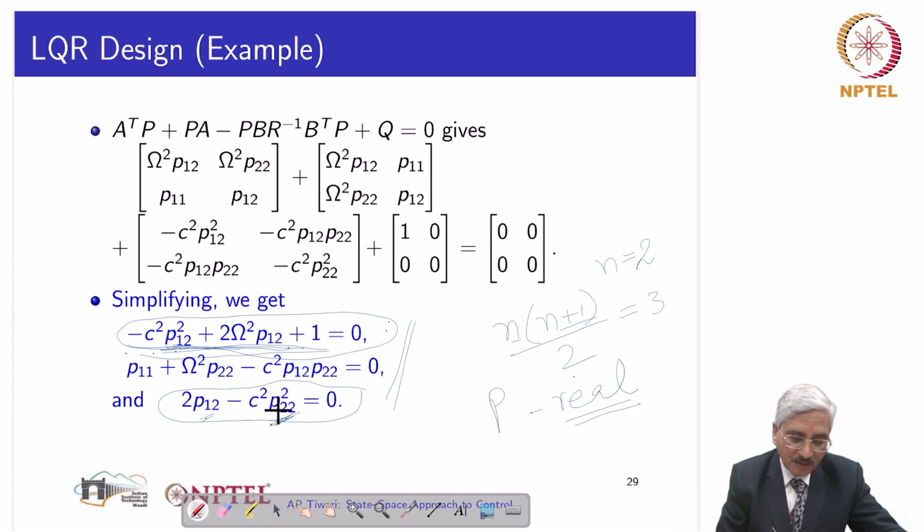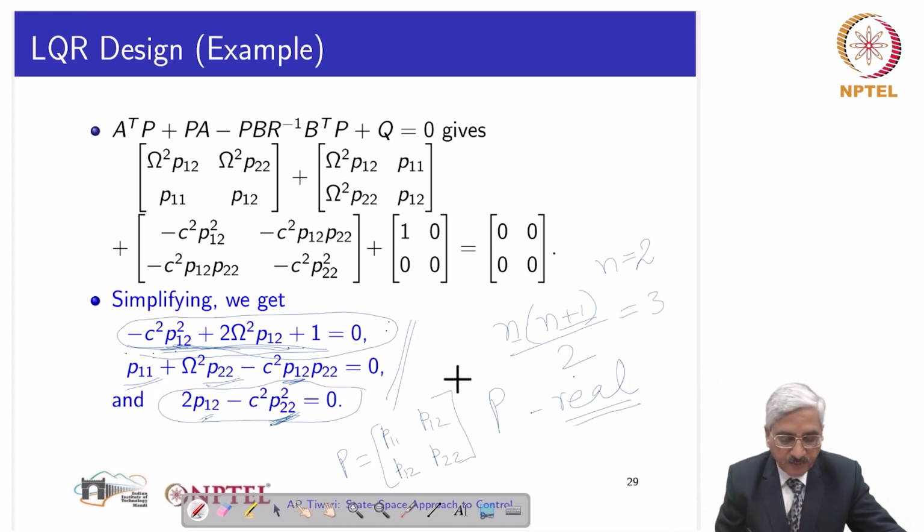So once we have that, we get P22 from here, and once P22 is available and P12 is available, then we have P11. And of course P equals P11, P12, P12, P22.